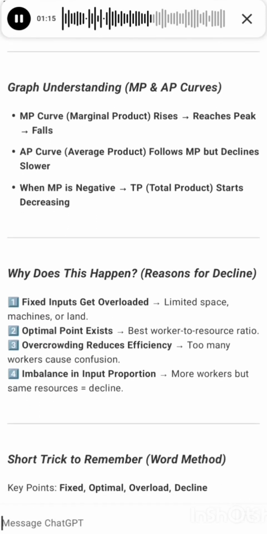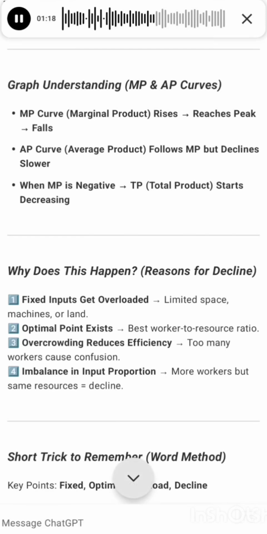Graph understanding, MP and AP curves. MP curve, marginal product, rises, reaches peak, falls. AP curve, average product, follows MP but declines slower. When MP is negative, TP, total product, starts decreasing.